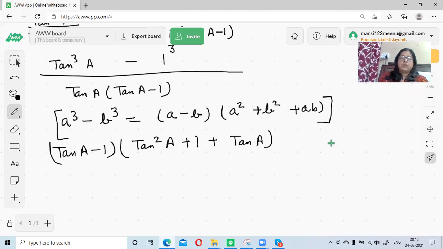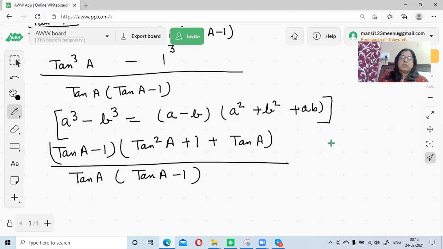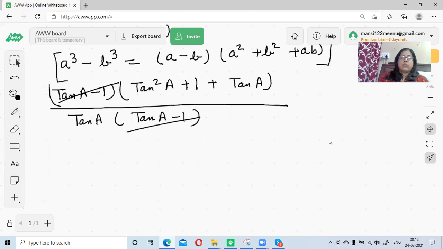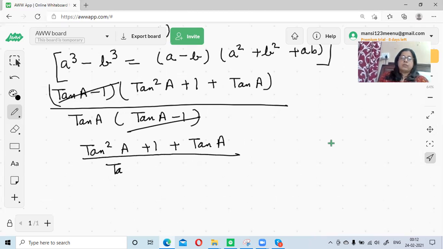upon tangent A into tangent A minus 1. Tangent A minus 1 and tangent A minus 1 will cancel out. So we are left with tan square A plus 1 plus tangent of A upon tangent of A.